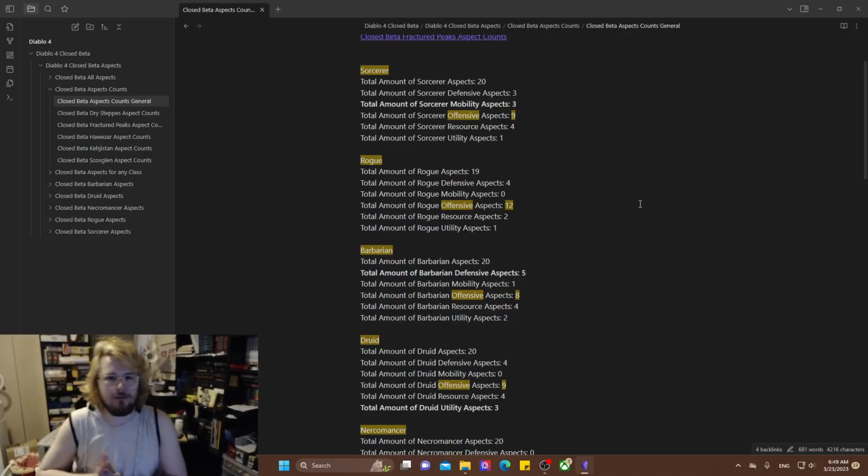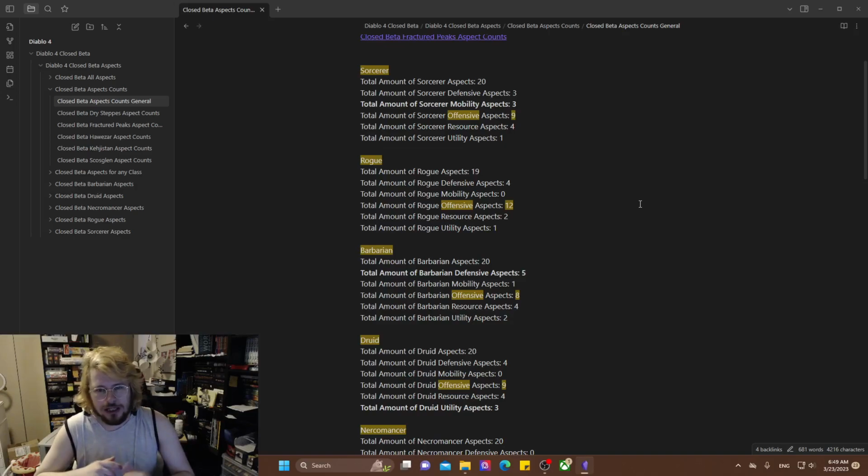So starting off with the sorcerer, the total amount of sorcerer aspects is 20. The total amount of sorcerer defensive aspects is 3. The amount of mobility aspects is 3, and offensive aspects is 9. And the total amount of resource aspects is 4, and the total amount of utility is 1.